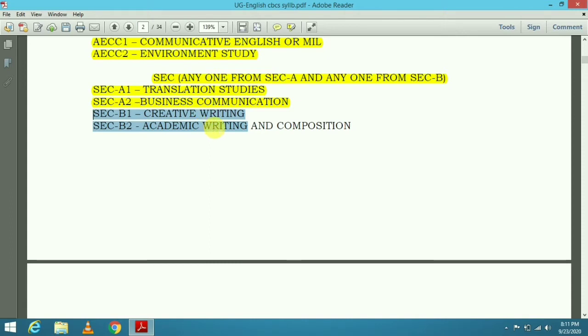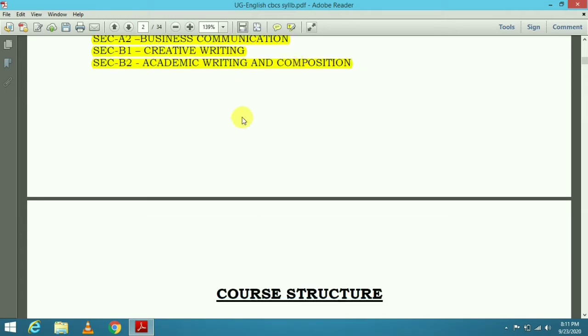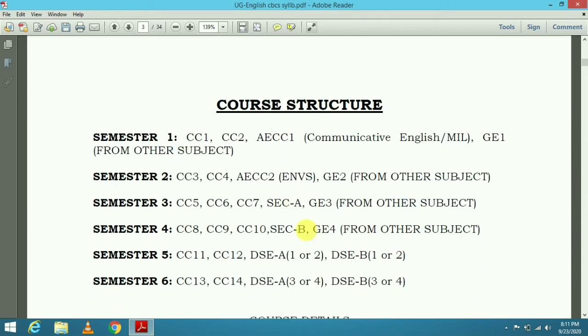And section B, SEC B1 and B2, out of these 2 you have to choose one. B1 is creative writing and B2 is academic writing and composition. You have to choose only one out of these 2 courses. So this was all for your course.